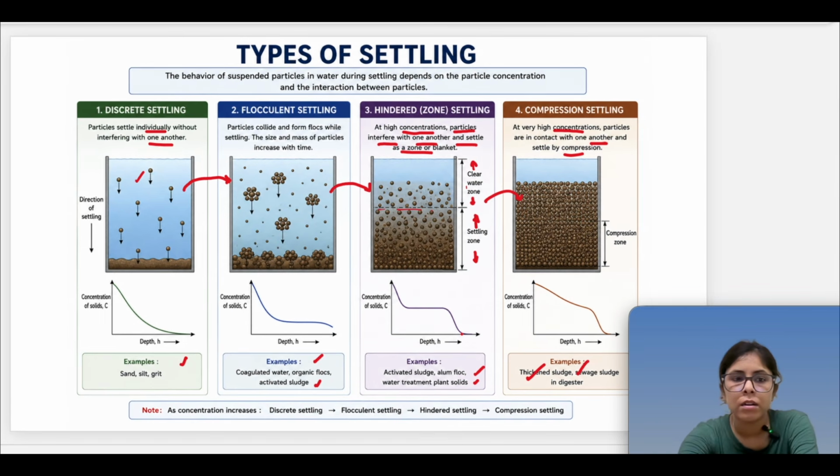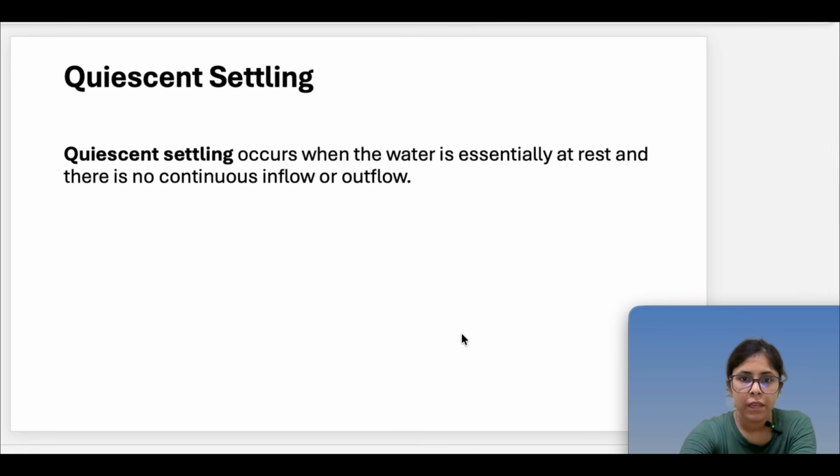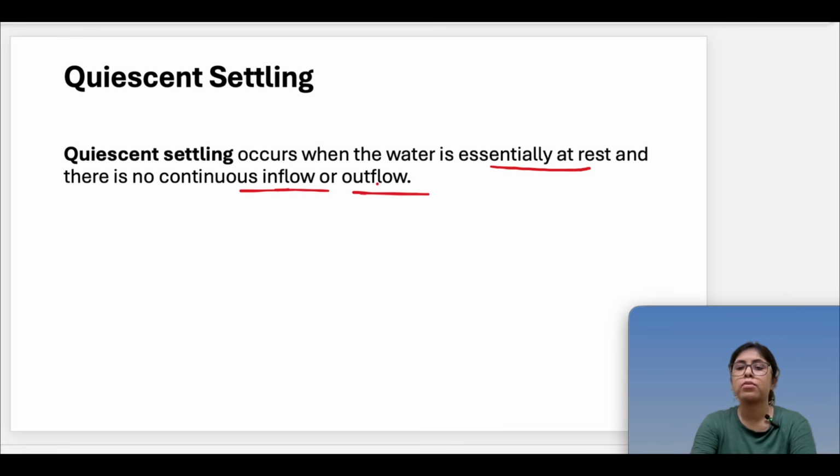Yeah. So we have next thing, which is quiescent settling. Now quiescent settling is one in which the water is at rest, and there is no continuous inflow or outflow. So water is at rest and there is nothing like inflow or outflow going on. Okay, so this is what quiescent settling is. It occurs when the water is essentially at rest, there is no inflow or outflow.